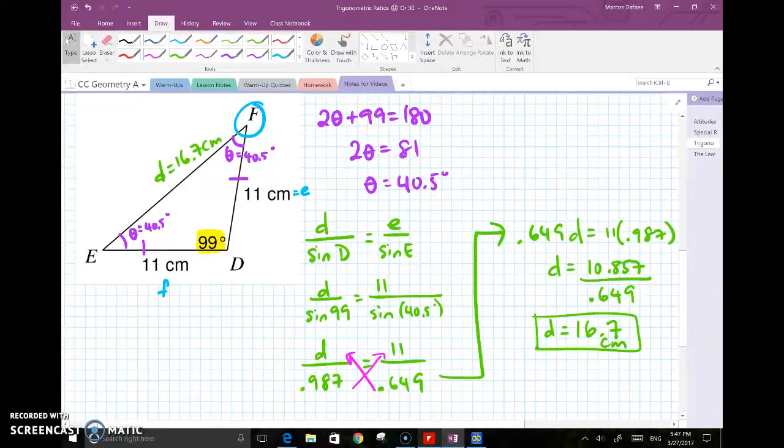Now, this could be used to figure out the value of an angle as well, if it's necessary, but really most of the time what we're going to use it for is figuring out the lengths of sides. It's very versatile, very flexible, because again, it doesn't depend on just having a right triangle. So I hope this example helped.